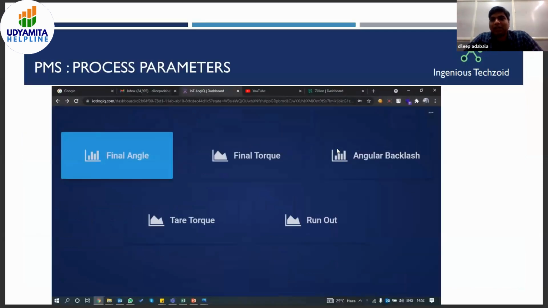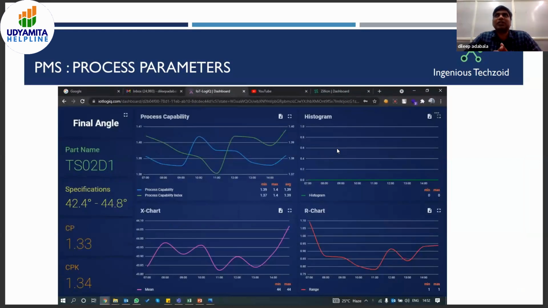And apart from that, sometimes if we have some process parameters, like sometimes we want to monitor temperature, sometimes current, sometimes vibrations and other things. So our dashboard provides you mean chart, trend chart. That will help you to enhance the productivity and reduce the losses. It will help you to improve your quality, so that your process capability calculations are done properly.